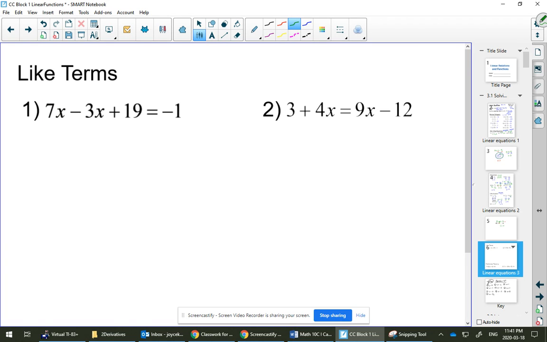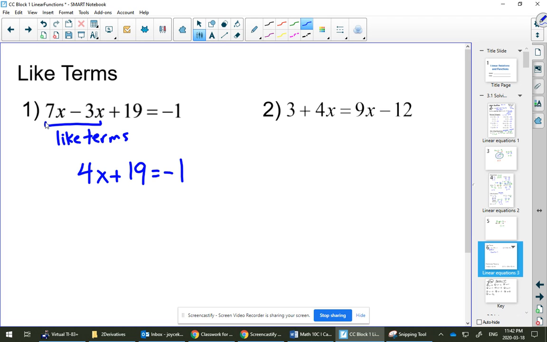So let's take a look at another example, and this is using like terms. When you see like terms, it's important that you simplify your equation before you start solving for x. So 7x minus 3x, these are like terms, and 7x minus 3x is 4x. So 4x plus 19 equals negative 1.